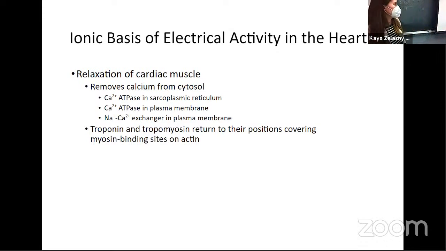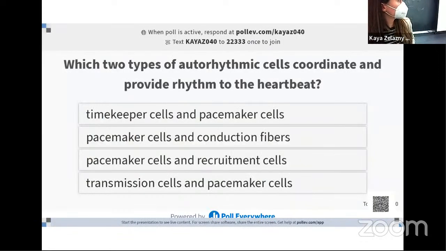Some of that is happening through a calcium ATPase, right? So we're directly using ATP to pump that calcium out. That's our primary active transport. And then we also have secondary active transport happening. We're using a sodium gradient in order to exchange calcium. The troponin and the tropomyosin are doing their normal jobs.